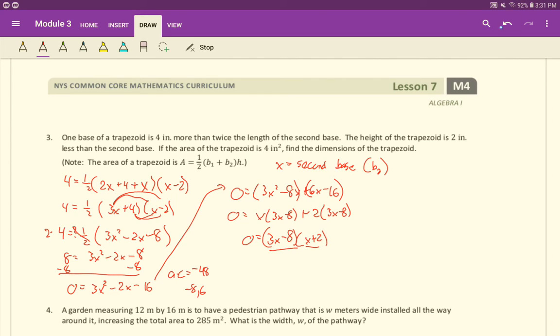And set each one of these equal to 0. So we get x equals negative 2, which doesn't make sense in the context because it wouldn't make sense to have a negative base length. And then this one will be 3x equals 8, or x equals 8 over 3. So x equals 8/3, and again I should put units here, inches would be our answer.